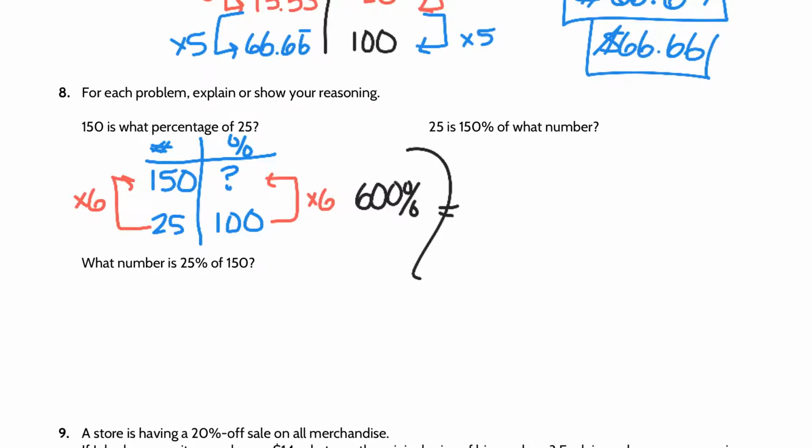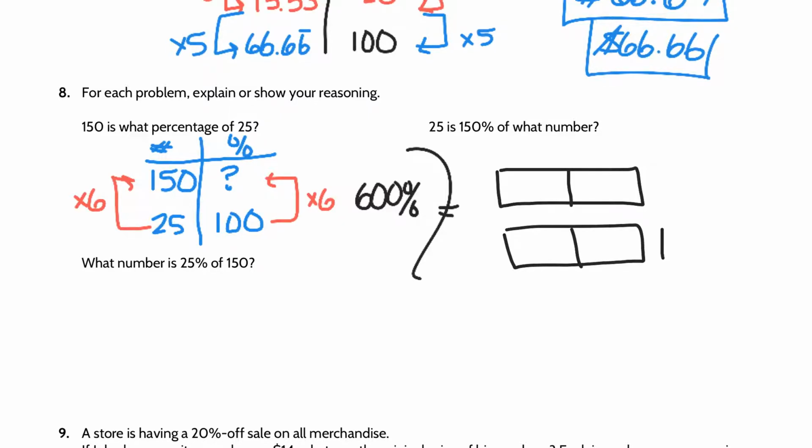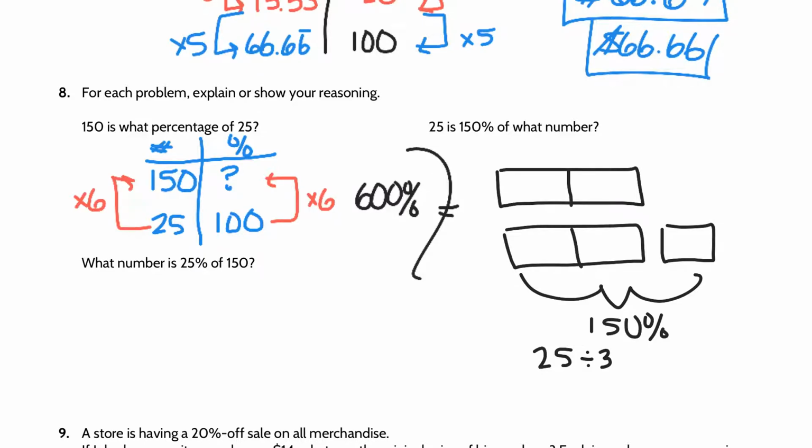What about 25 and 150%? For this one, let's try our tape diagram method. 25 is 150% of what number? Well, if this represents 100%, we could draw a diagram here that represents 150%, right? This would be 150%, and that represents 25. Well, if I break my 25 into those 3 boxes, 25 divided by 3 is this 8.333 thing, which is 8 1/3.